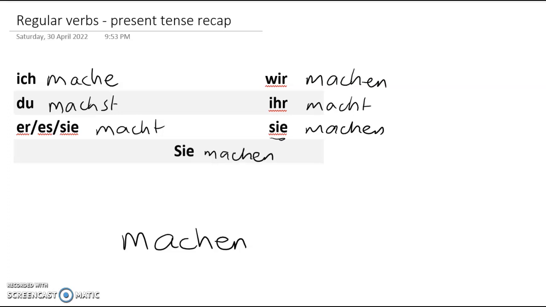Remember that this is sie with a small s, this means they. This is Sie with a big S, this means you. And ihr is the plural familiar form, right? So it matches up with du, which is for one person.